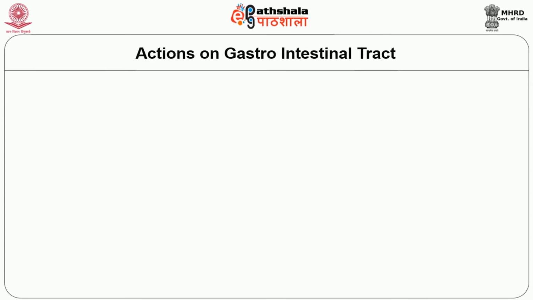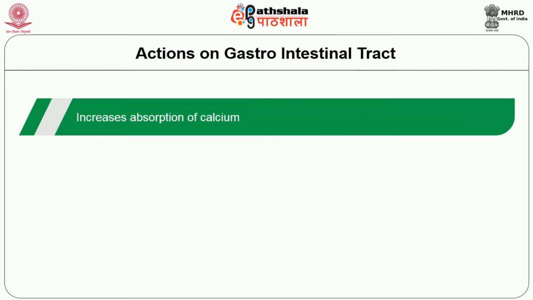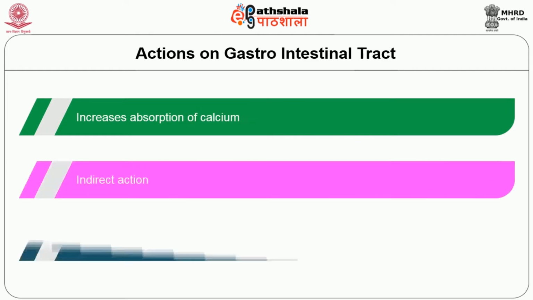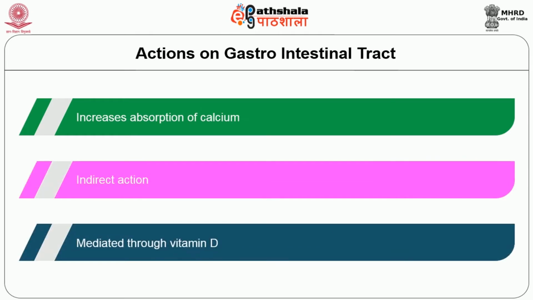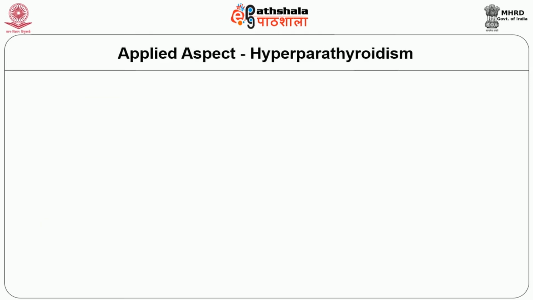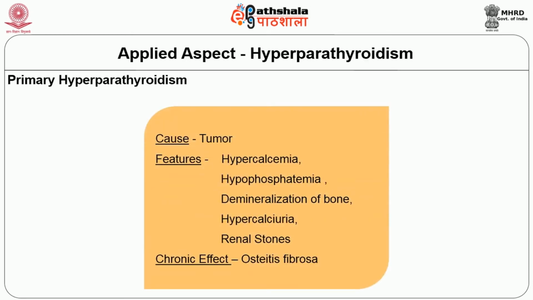Regarding the actions on the gastrointestinal tract, parathyroid hormone increases the intestinal absorption of calcium. Actually, this is an indirect action mediated through the formation of vitamin D. Now, we are going to see about the abnormal secretions of parathyroid hormone, the applied aspects.